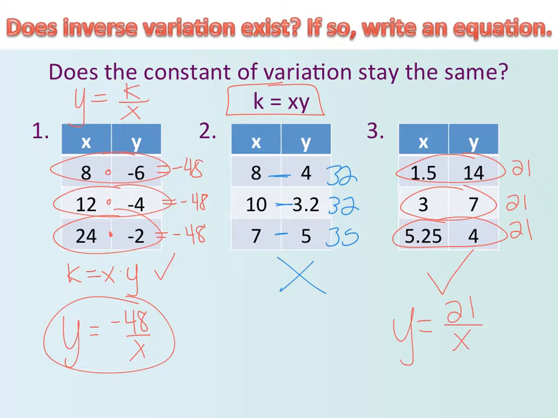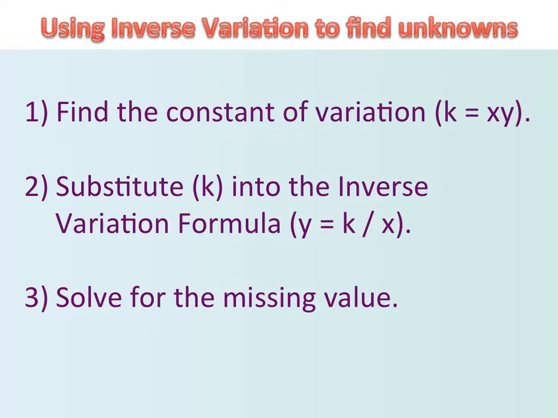Now, if you ever want to check, you can say, hey, my y values in all my tables should be the 21, your constant of variation, divided by each x. So if I checked in this example 3 and I did 21 divided by 1.5, I'm going to get 14. If I do 21 divided by 3, I'll get 7, and if I do 21 divided by 5.25, I'm going to get 4. So it's just proving that you get each y value by, in this case, dividing 21 by x.